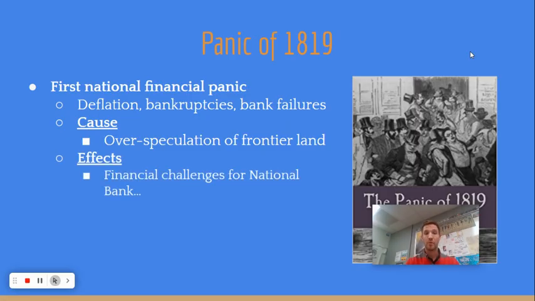So lots of effects. Number one, this is going to create the first major financial challenge for our national bank. If you can remember, that's what sparked political parties. That was a baby of Hamilton in the 1790s.